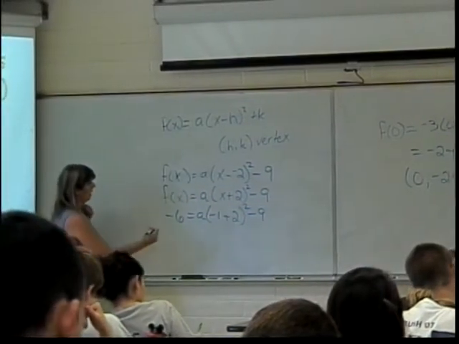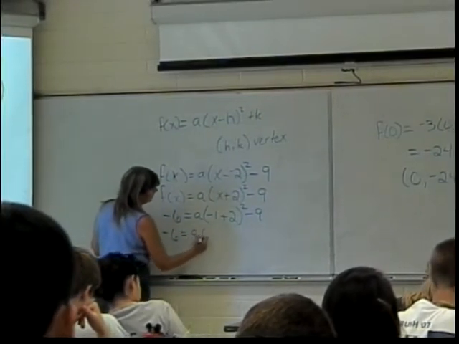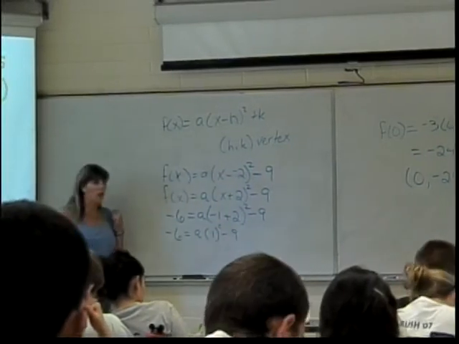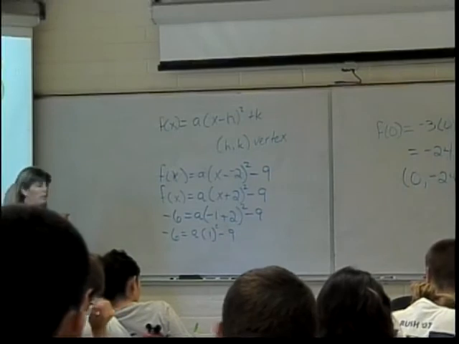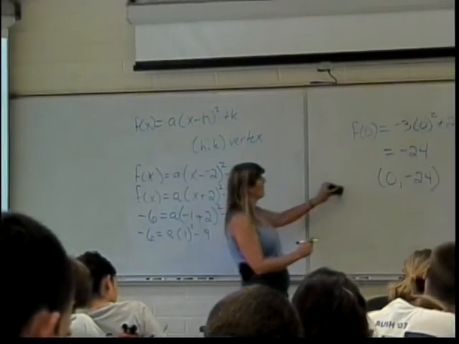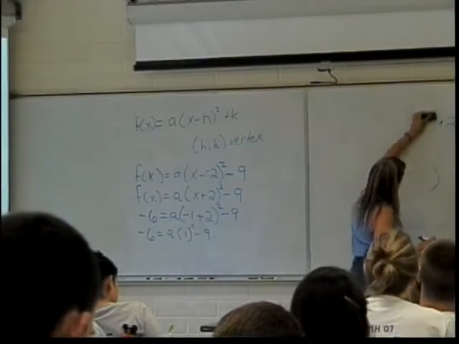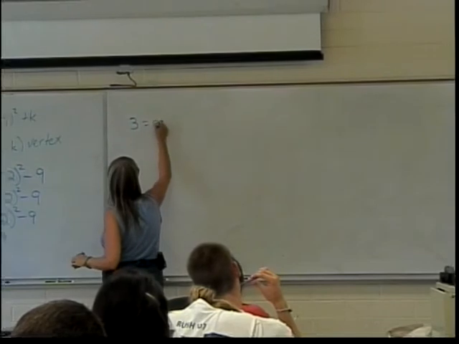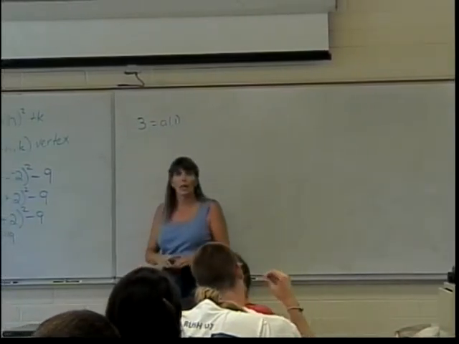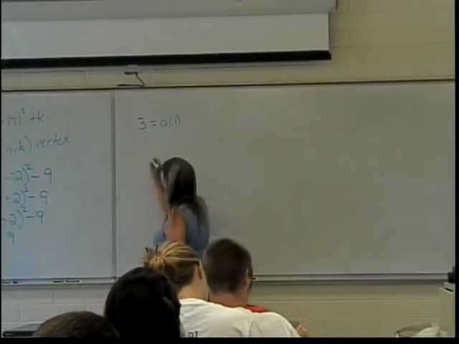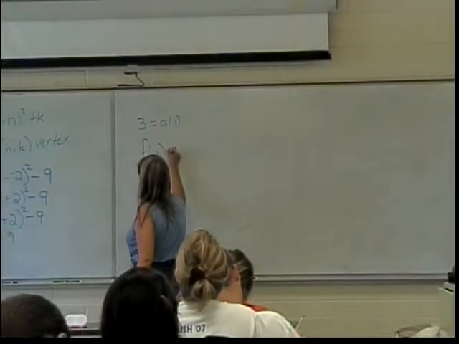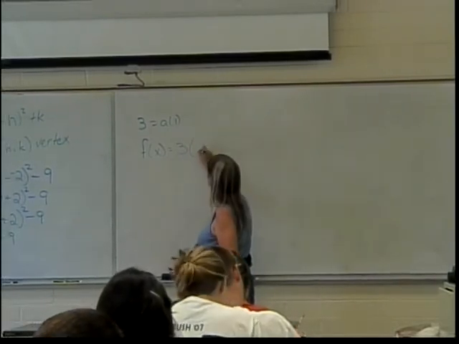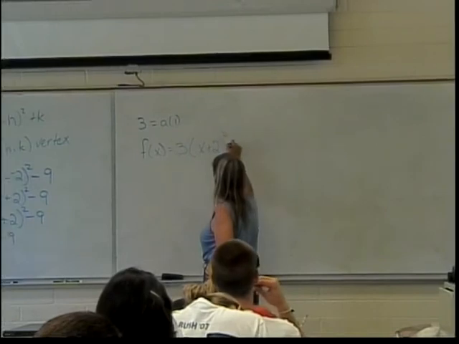Okay, let's see, I have -6 equals a times -1 plus 2, which is just 1 squared, minus 9. Now what? Add 9 to both sides? Okay, so when I add 9 to both sides, I end up with 3 equals a times 1, which is just a. So that means that in the end, my function is f of x equals 3 times x plus 2 squared minus 9.